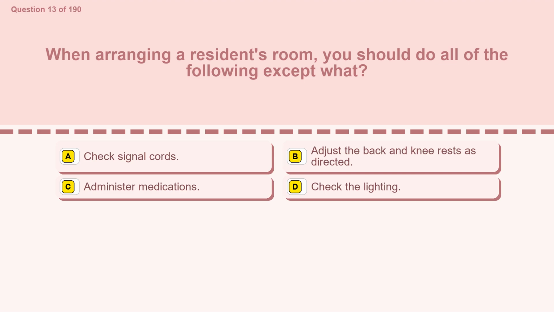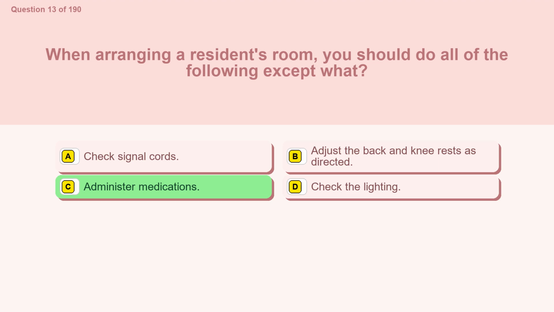Question 13. When arranging a residence room, you should do all of the following except what? Option A. Check signal cords. Option B. Adjust the back and knee rests as directed. Option C. Administer medications. Option D. Check the lighting.